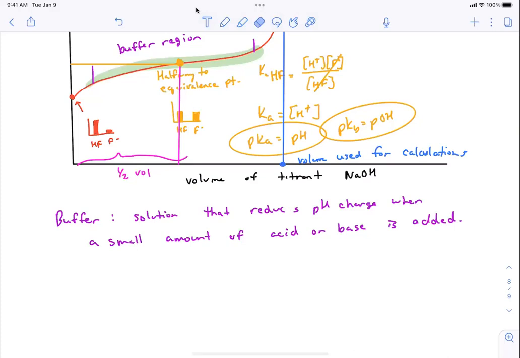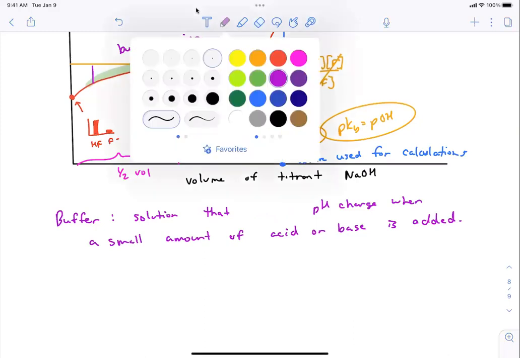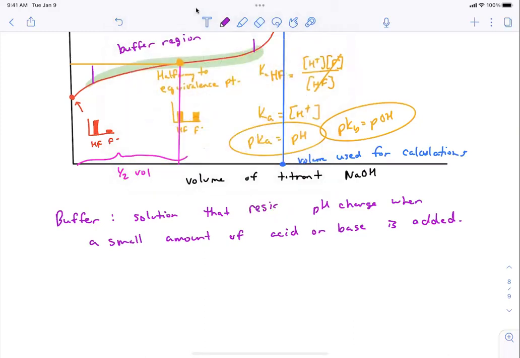And so that's why I say the word reduces and not prevents. Prevents implies that it doesn't change at all, but even buffers change pH slightly. So I say reduces or minimizes pH change. Oh, actually, I remember the word I want to use here. Resists pH change, I should say. Sorry.